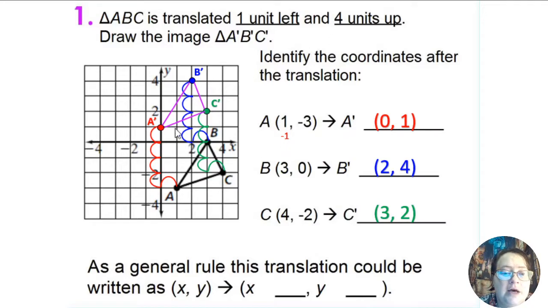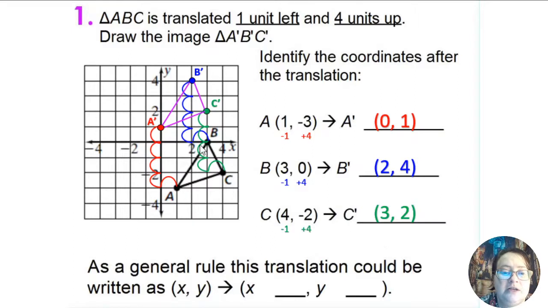For 4 units up, we are going up 1, 2, 3, 4 on the y-axis. So our y is getting bigger by 4. So we're going to add 4. Negative 3 plus 4 is 1. So that works. If we look at our point B, 3 minus 1 is 2. 0 plus 4 is 4. That worked. And C, 4 minus 1 is 3. Negative 2 plus 4 is 2.